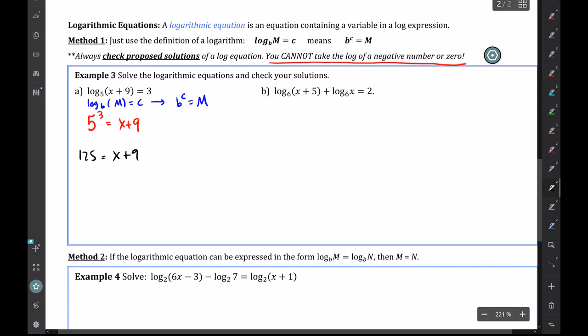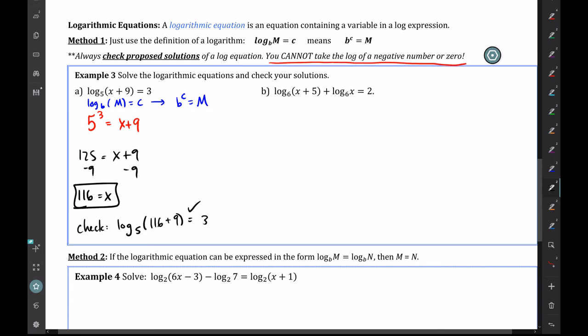And now you subtract 9 from both sides, and you should get 116 equals x. And then what you should check is just to make sure that you're not taking log of a negative number. So if you have 116 plus 9, that's okay. That's not going to be log of a negative number, so that's good. So this is the solution.